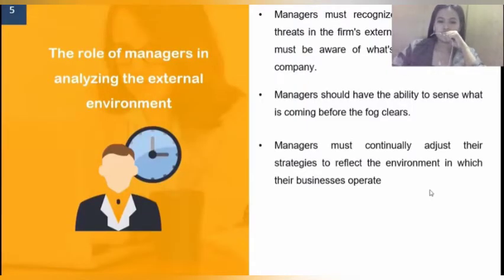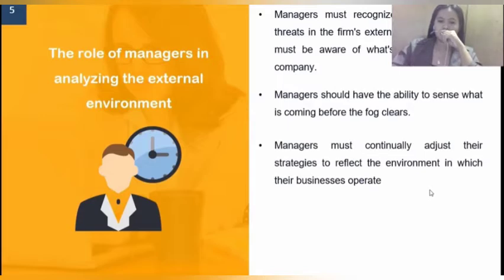Now, moving on, we will talk about the role of managers in analyzing the external environment. To keep the business ahead of the competition, managers must adjust the strategies to reflect the environment in which the business operates. So, this is a useful exercise to do an external analysis at the start of the strategy review process.